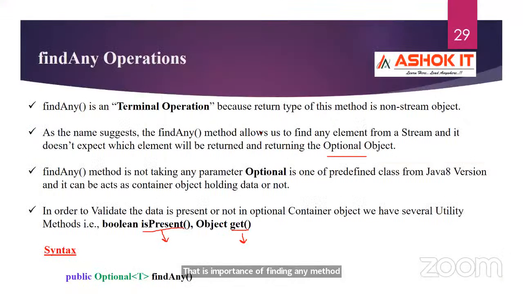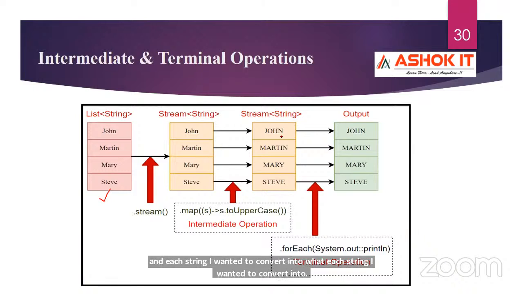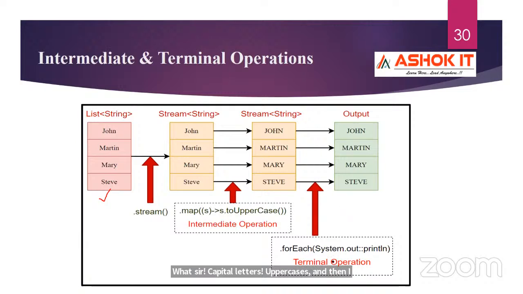So we do have another one. If you see here, sir, I have given one example on intermediate operations and terminal operations. For example, I have some list of strings. That list of strings I have converted into a stream object, and each string I wanted to convert into capital letters, upper case. And then I just displayed the capital letter names. Hope you are clear how to work with intermediate operations and terminal operations.